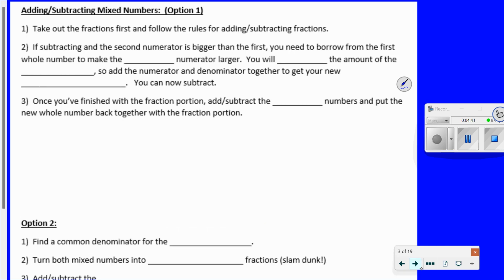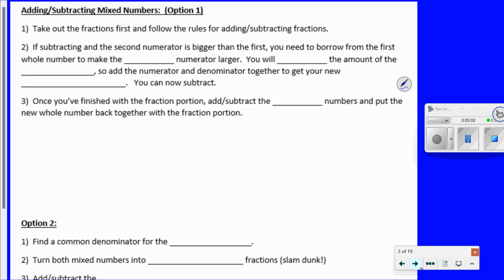We haven't done as much with this yet this year, but for adding and subtracting our mixed numbers, we're going to give you 2 options. I prefer option 1, Mr. Chance prefers option 2. And I'll be honest and forthright, option 2 is going to work better in more advanced math, but option 1 is a lot easier for our level.